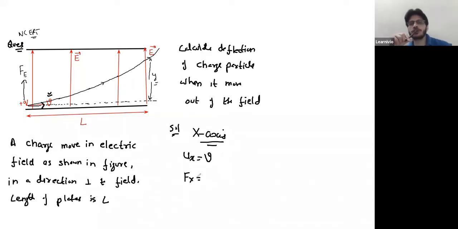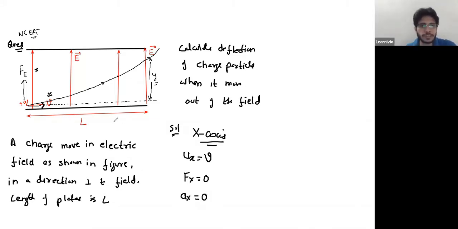So Afroza, what is the force along the x-axis? It will not experience any force. A charged particle experiences force in the direction of the field. The field is along the y-axis, and there is no field along the x-axis. So the force along the x-axis is 0. If force is 0, that means acceleration along the x-axis is 0.